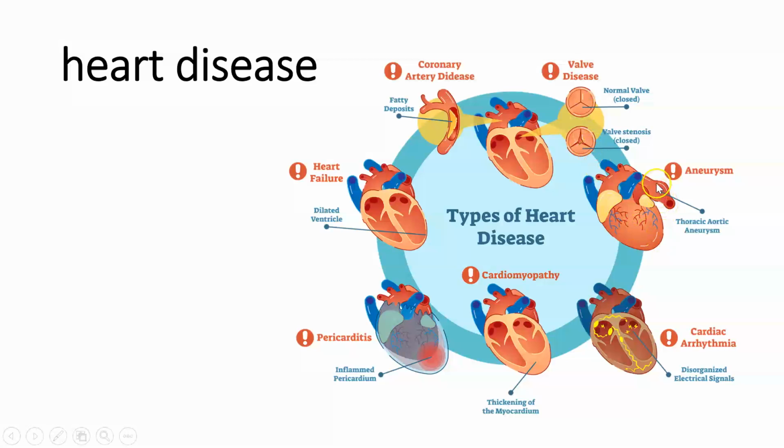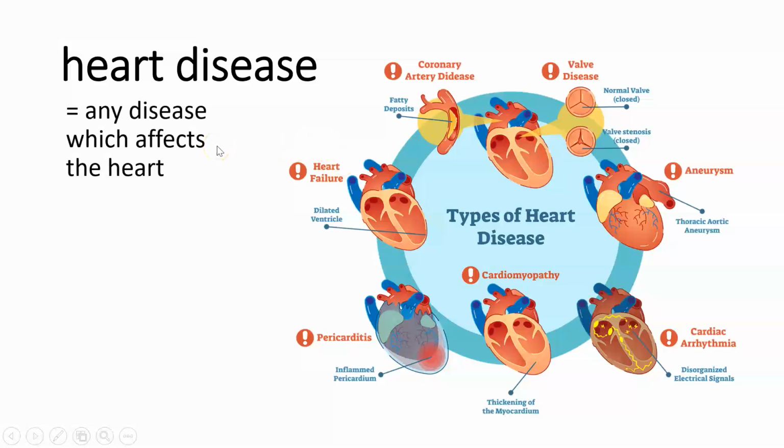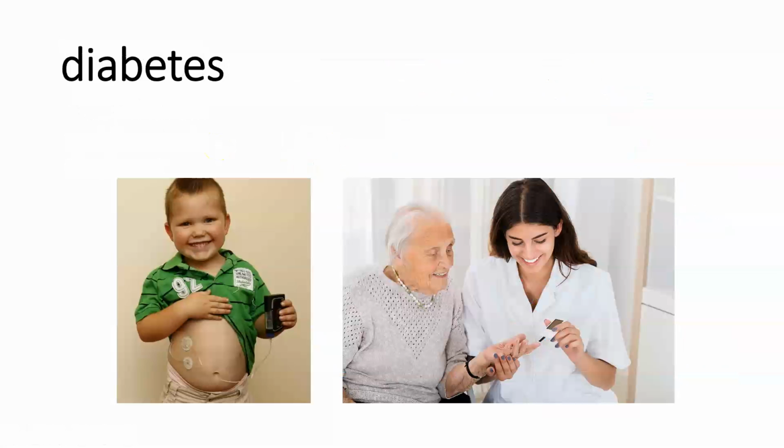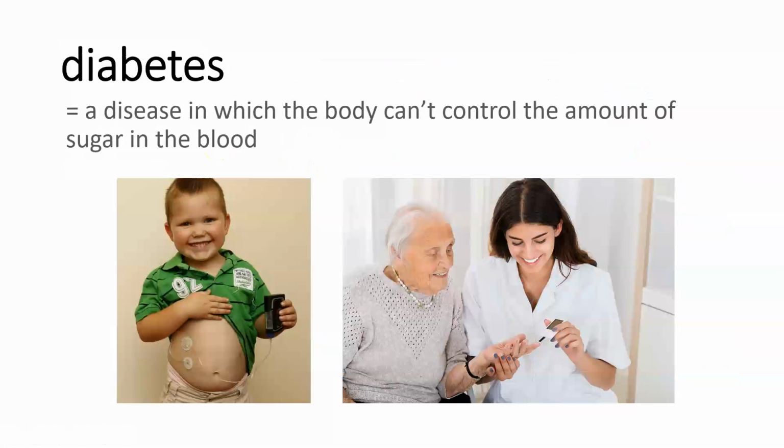You can probably see here that in this heart, the vein is kind of swollen, maybe a clot got in there, something is blocking it, and that can cause a heart attack. So that's called an aneurysm. So all around the circle there are many different kinds of heart disease, but basically this is any disease which affects the heart.